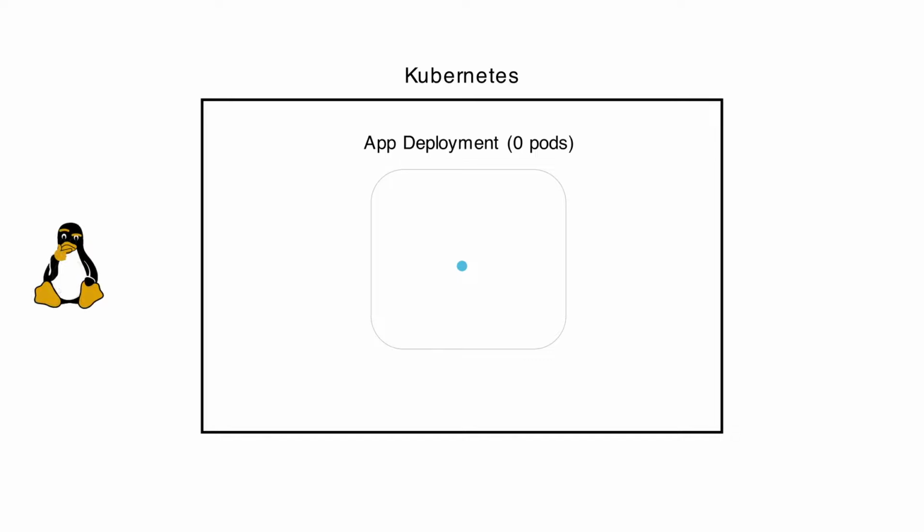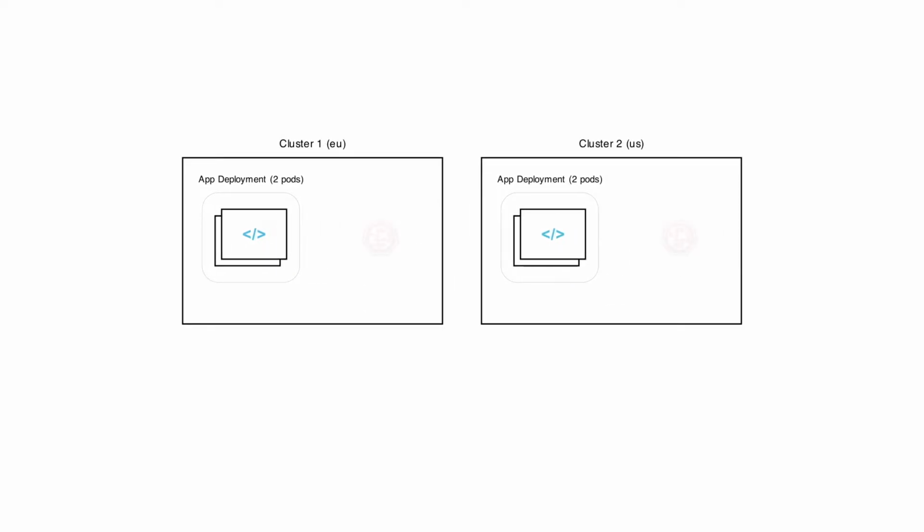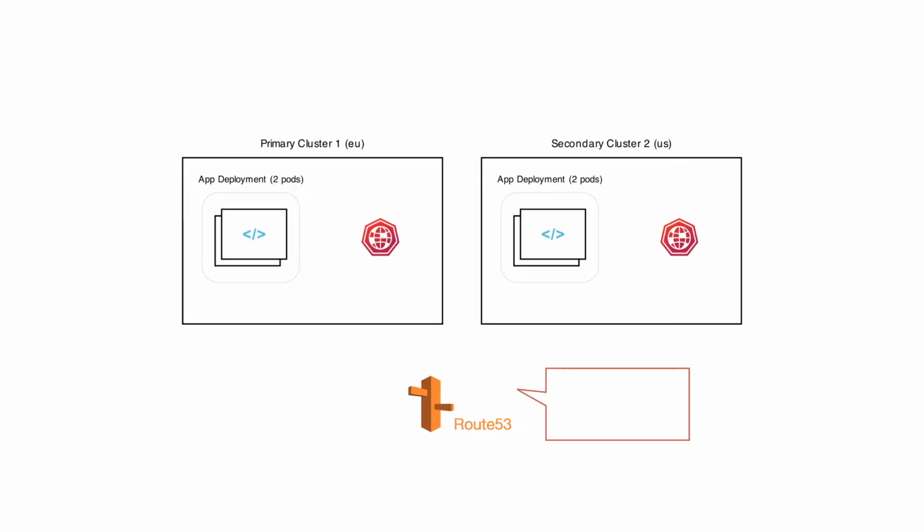k8gb operator only makes sense in multi-cluster environments, so let's spin up a new cluster. Using Helm chart, install the k8gb operator in it, and last but not least, configure the k8gb to use the edge DNS server. In our example, it's going to be using Route 53, which is the default DNS solution for AWS.